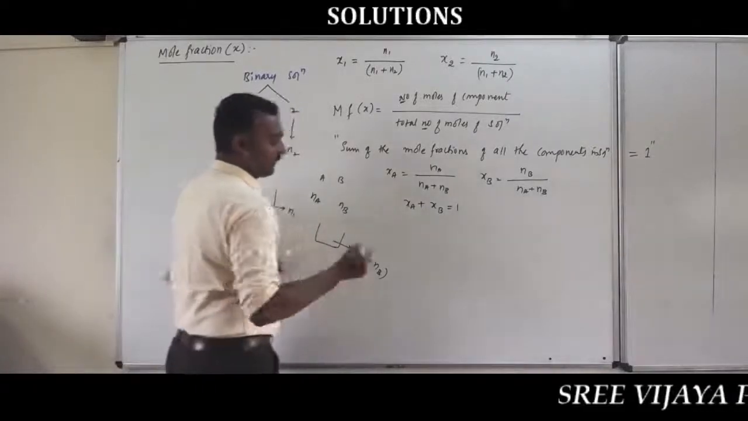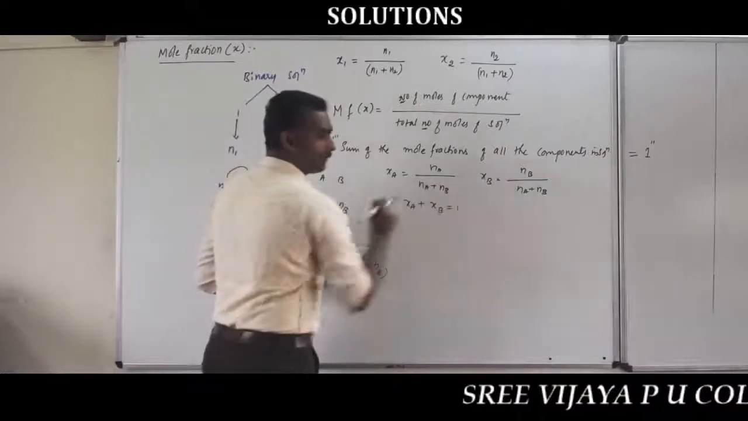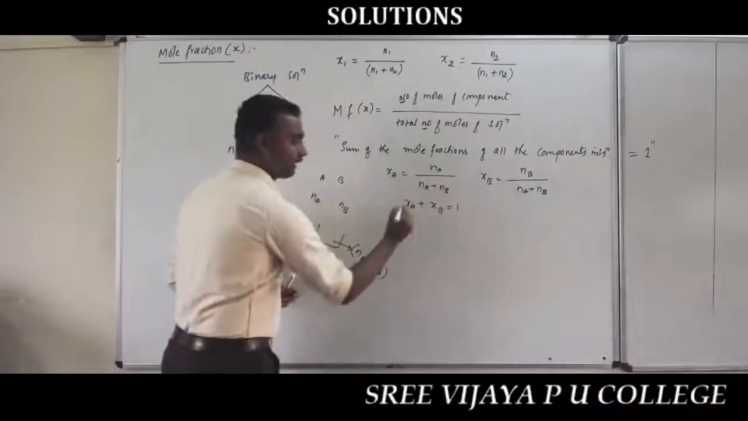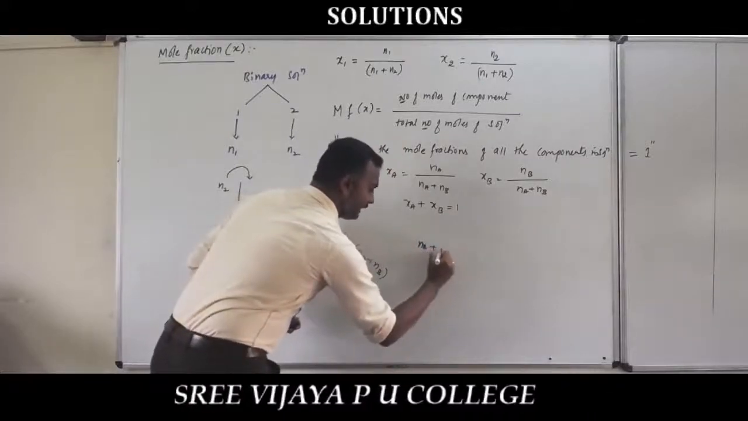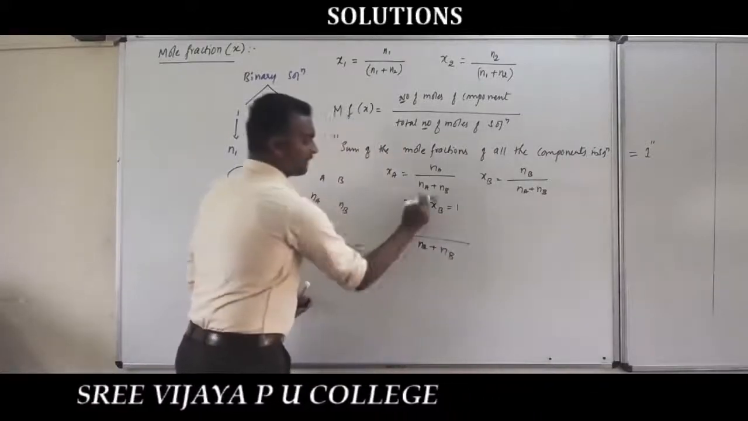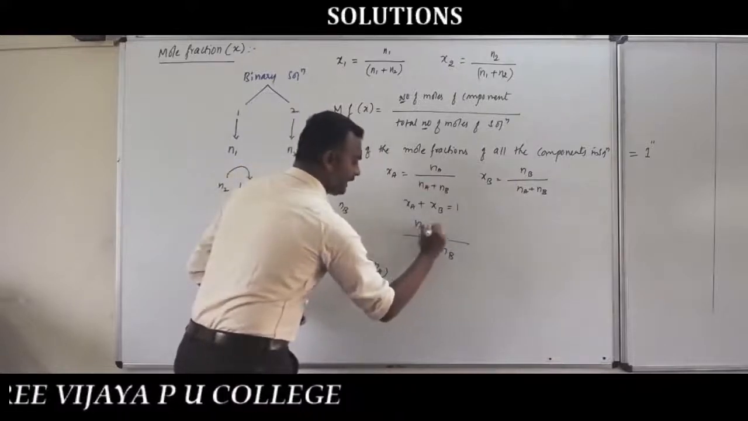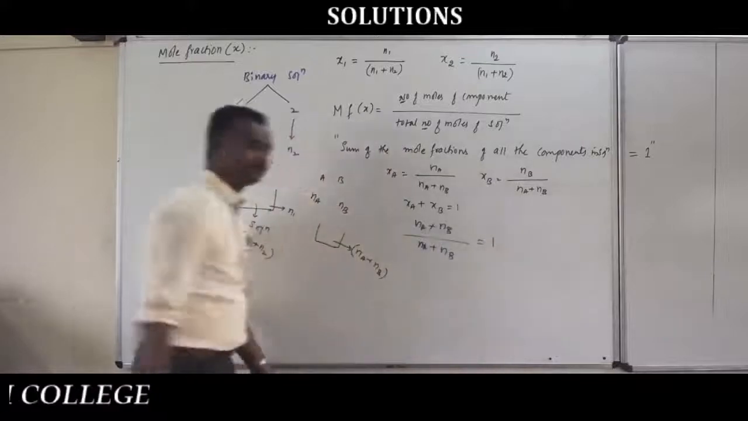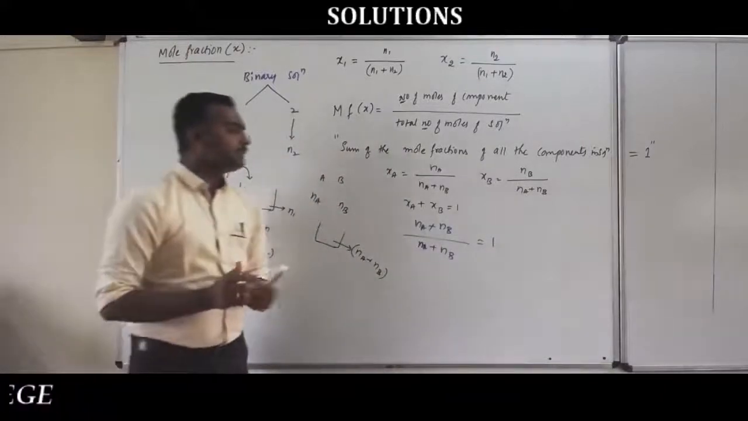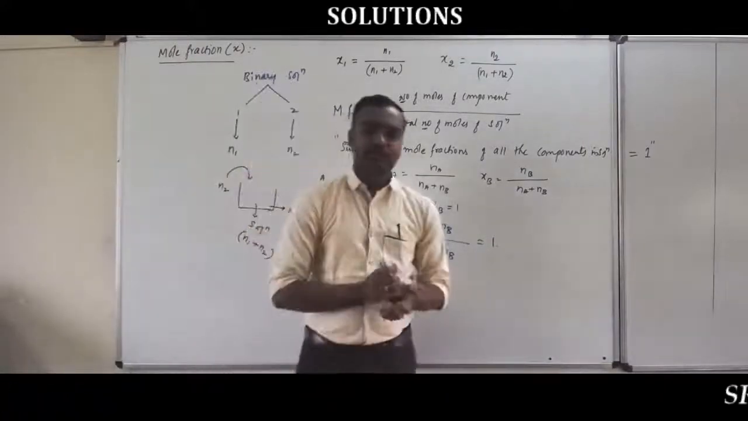So see how. We have to add xa plus xb. When you add xa and xb, Na plus Nb is the common denominator. Taking the LCM, Na plus Nb is common, so what remains is Na and Nb, divided by Na plus Nb, that is equal to 1. That is the meaning: the sum of the mole fractions of all the components in a solution is always equal to 1.